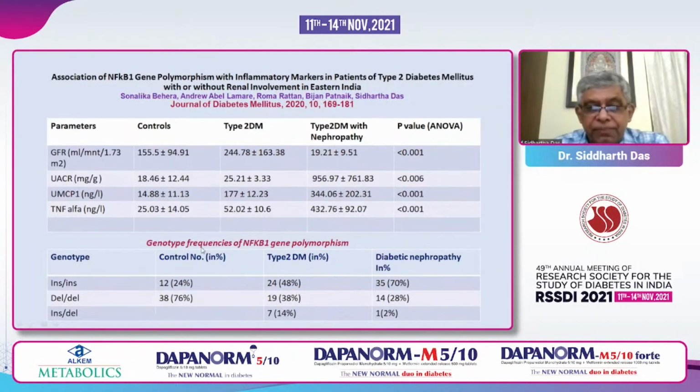Now, looking at the genotype frequency of nuclear factor kappa B1 gene polymorphism, the insertion genotype was again highest in the diabetic nephropathy group. If you look at the deletion genotype, it was highest in the healthy controls. So if you have this insertion polymorphism, then it's more likely to be diabetic nephropathy.